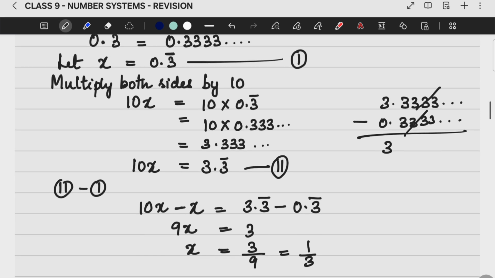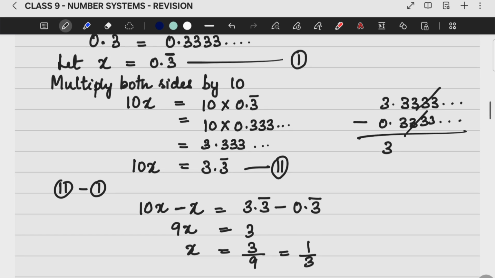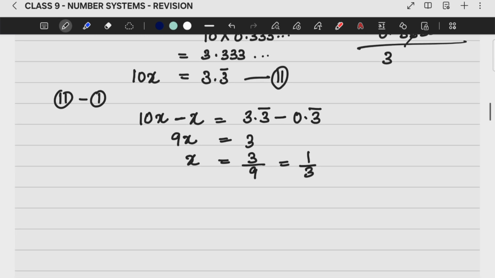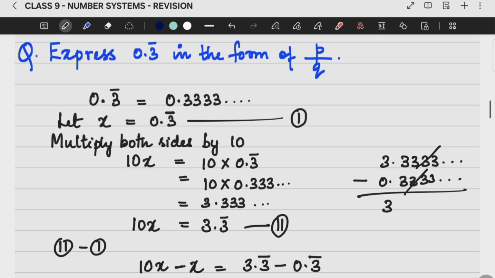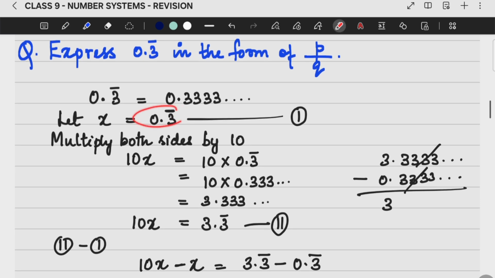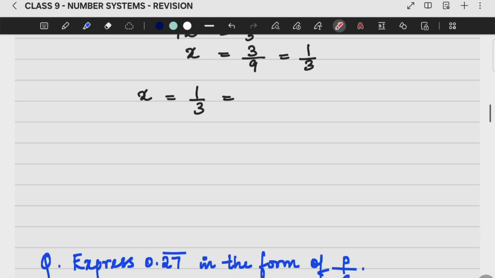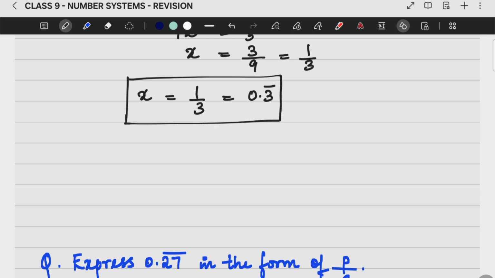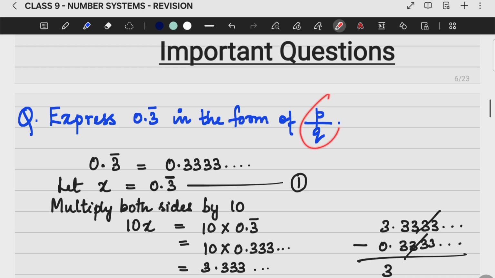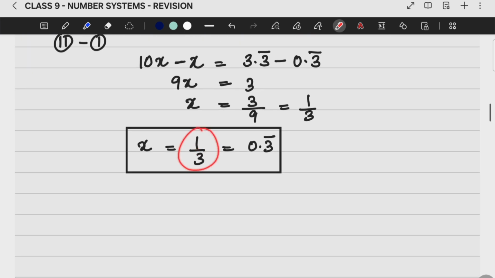And what is this x? x is nothing but the given expression, that is 0.3 bar. That's what we assumed in the initial stage. So x is nothing but 1 by 3. This is how you express 0.3 bar in the form of p by q. So our answer is 1 by 3. Let us do another question.